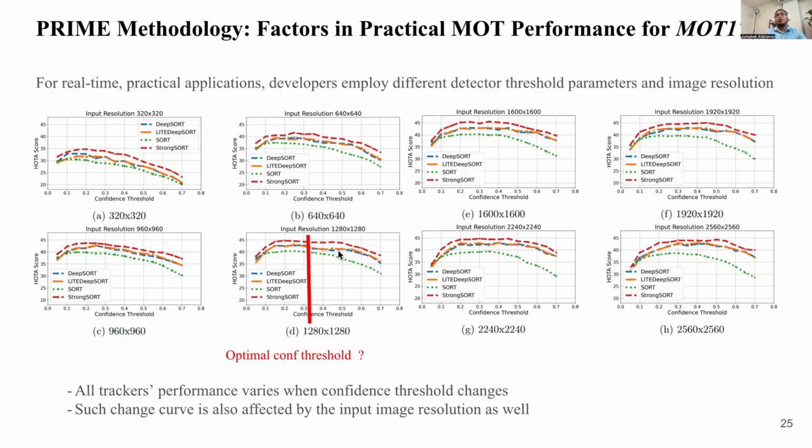To say it shortly, all trackers' performance varies when you change the confidence threshold of the detector, and it is also affected by the input resolution, all right? What kind of input resolution you have.